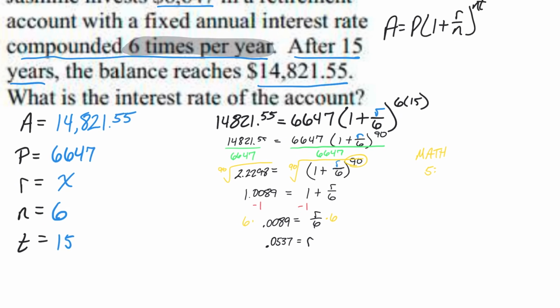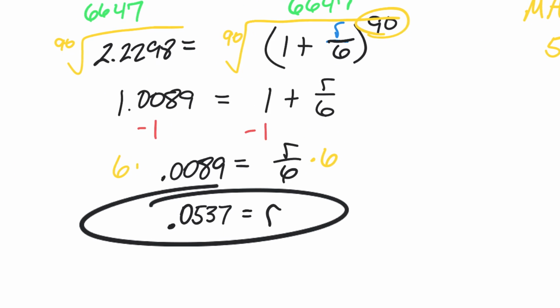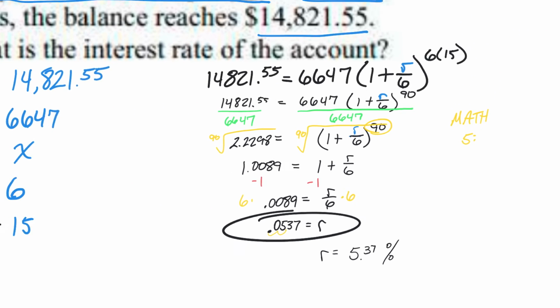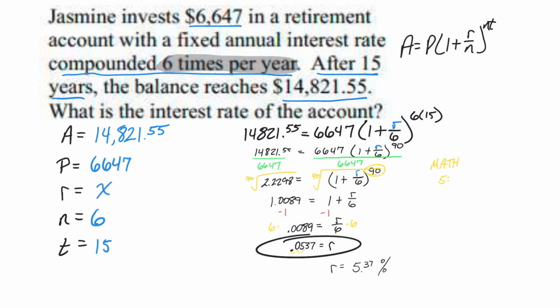So let's go back and see. We were looking for the interest rate. Well, the rate is this, but we're going to write this rate as a percentage. So as a percentage, we need to move this decimal place over 2 spots, and we learn that our rate is equal to 5.37%. 5.37% is what the interest rate would be in order to get our investment of $6,000 to $14,000 6 times per year.